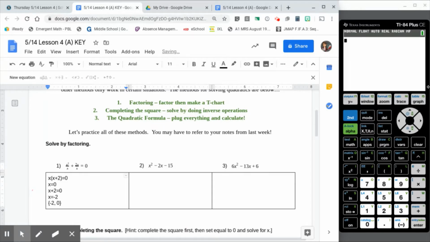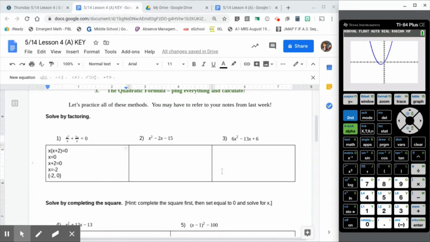Let's just go to our calculator real quick. If I were to type this equation in, we have x squared plus 2x. I know that it should intersect at negative 2 and 0, and that's exactly what my parabola does. Okay, so let's take a look at the next two.